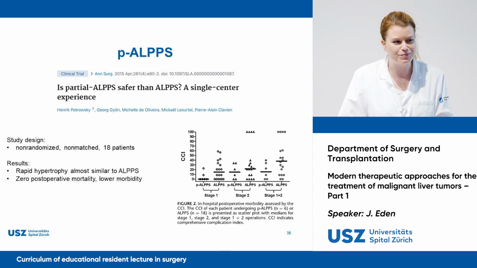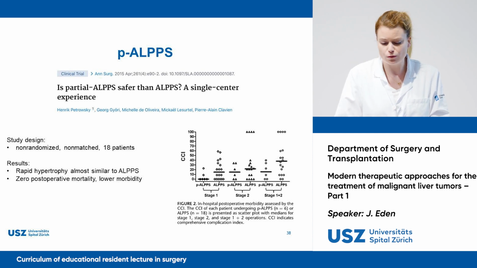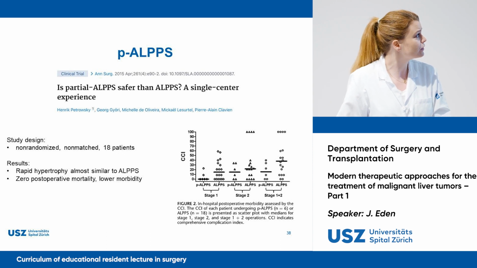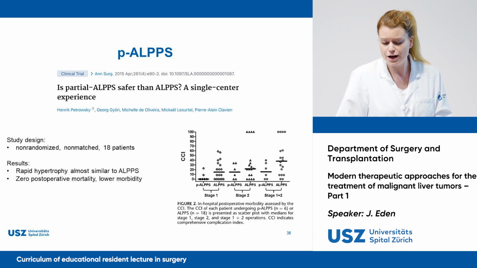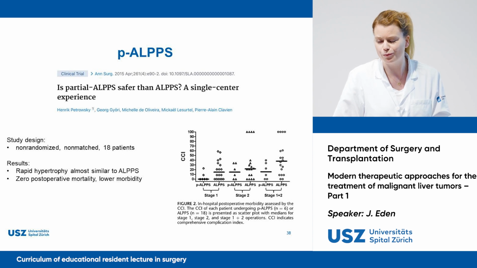And we tried to prove that by doing a clinical trial. The study design, well, it was non-randomized, non-matched, only included 18 patients, but the results were interesting nonetheless. It showed a rapid hypertrophy that was almost similar to the ALPS procedure. But what is more important is that there was literally zero postoperative mortality and a lower morbidity.